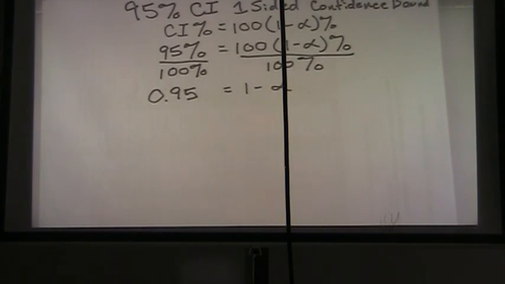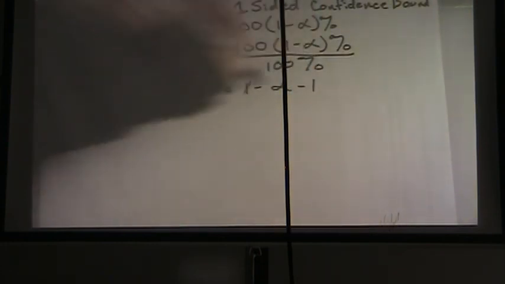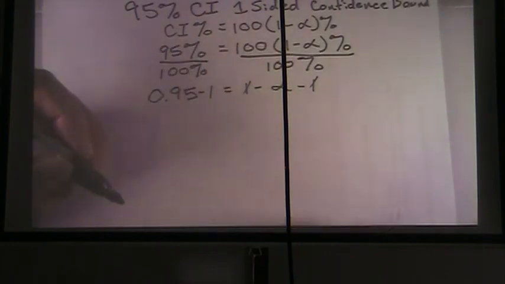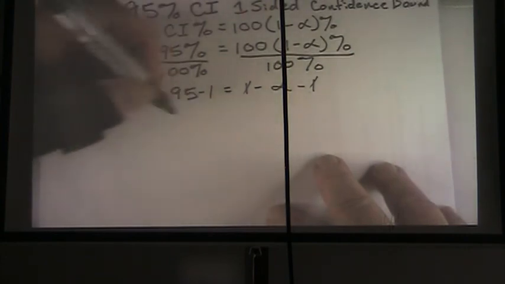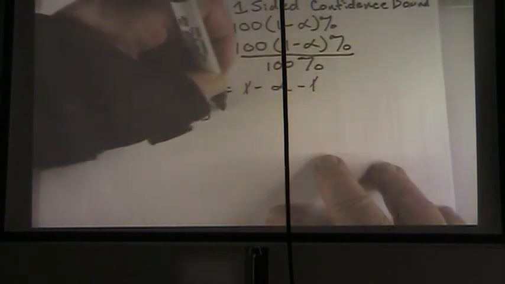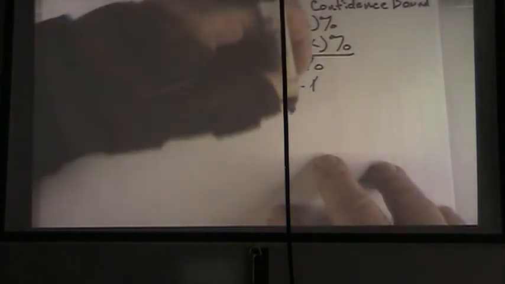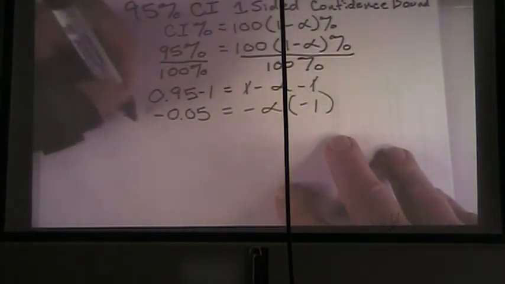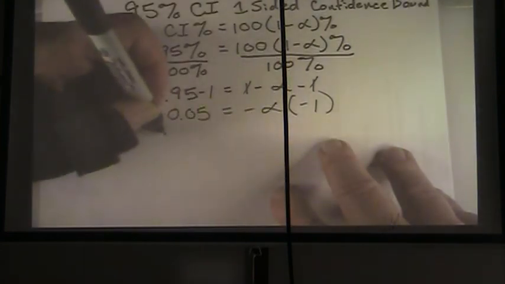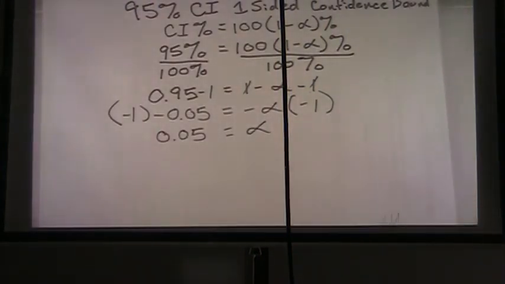On both sides of the equation, I subtract 1. That means 1 minus 1 is 0, and 0.95 minus 1 is negative 0.05 equals negative alpha. I go ahead and multiply through by negative 1 on both sides to get 0.05 equals alpha. Oy vey.